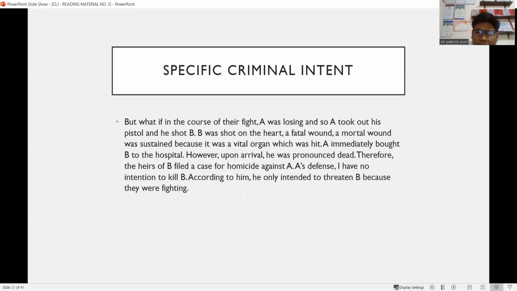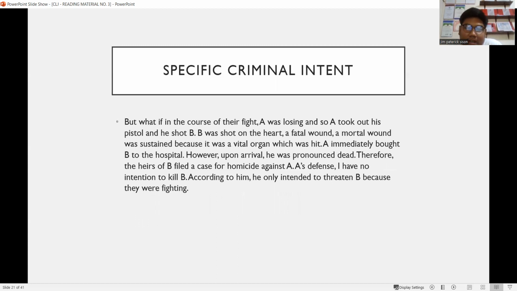Next. But what if in the course of their fight, A was losing and so A took out his pistol and he shot B. B was shot in the heart. That's a fatal wound, okay? A mortal wound. So, a mortal wound was sustained because it was a vital organ which was hit. A immediately brought B to the hospital. However, upon arrival, he was pronounced dead.